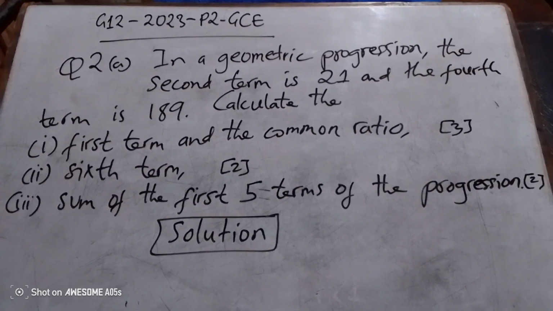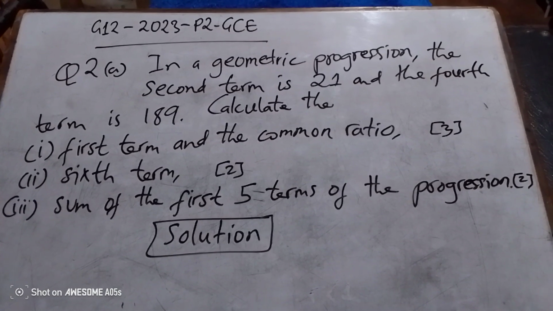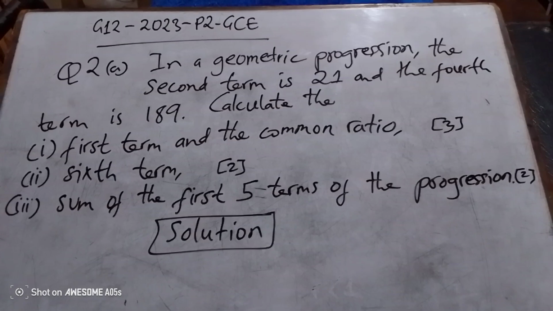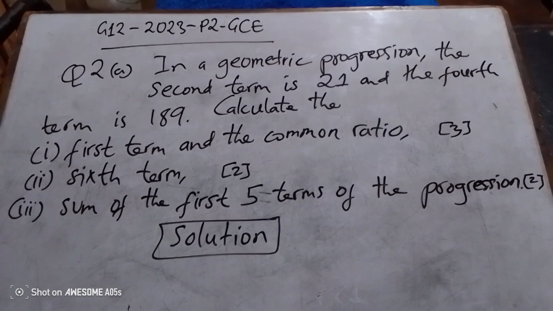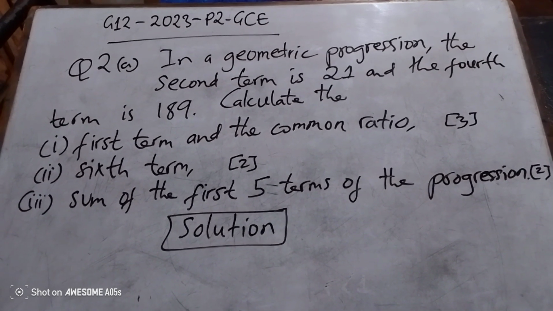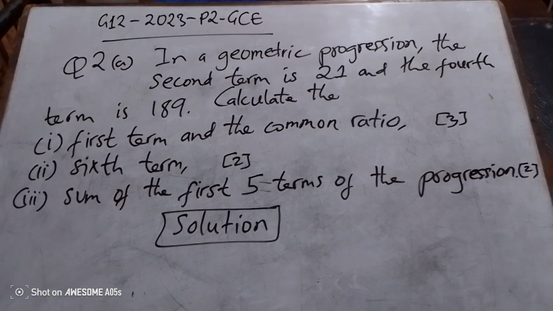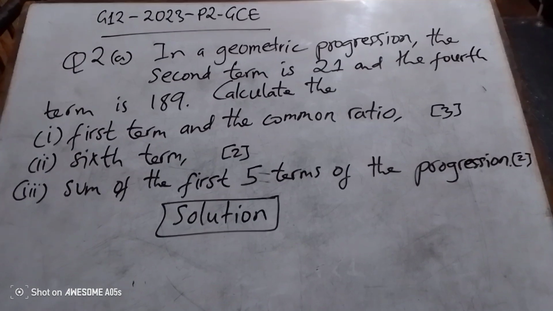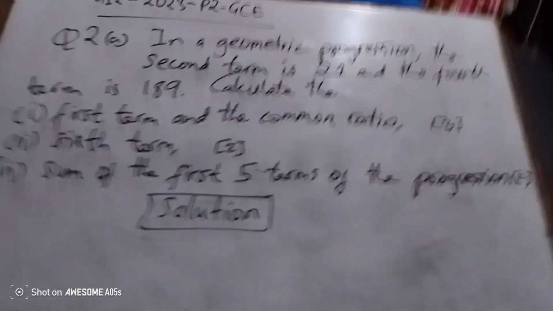The question reads: in a geometric progression, the second term is 21 and the fourth term is 189. Calculate, number 1, the first term and the common ratio; number 2, the 60th term; number 3, the sum of the first 5 terms of the progression. So this is the question that we have. Here we go with the solutions.